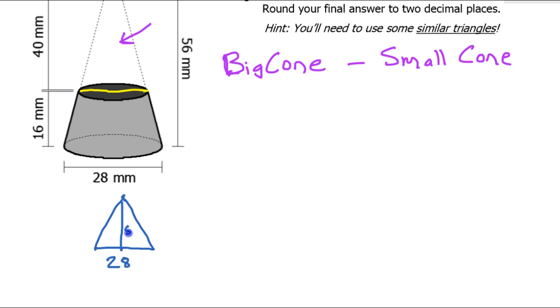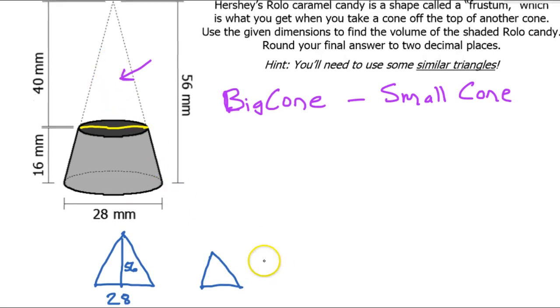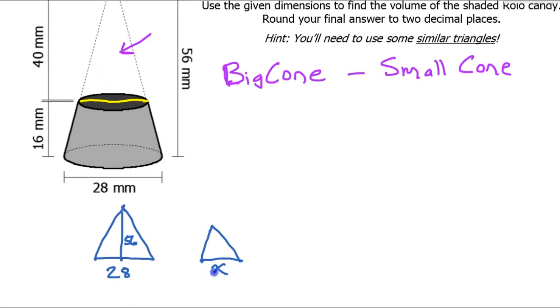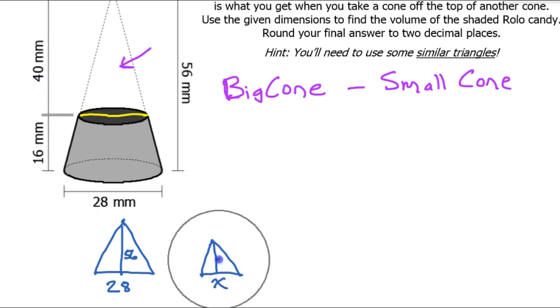Okay, I'll just put a little height here, and that's 56. So then we have a smaller triangle. Okay, now this is the smaller triangle that's missing. I want to find out what the bottom of the small triangle is, but what I do know is the height of the small triangle, and that's 40.